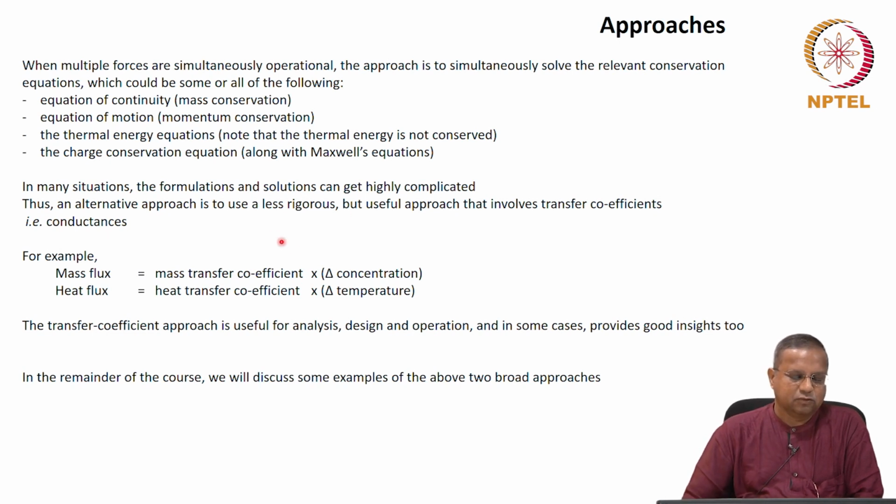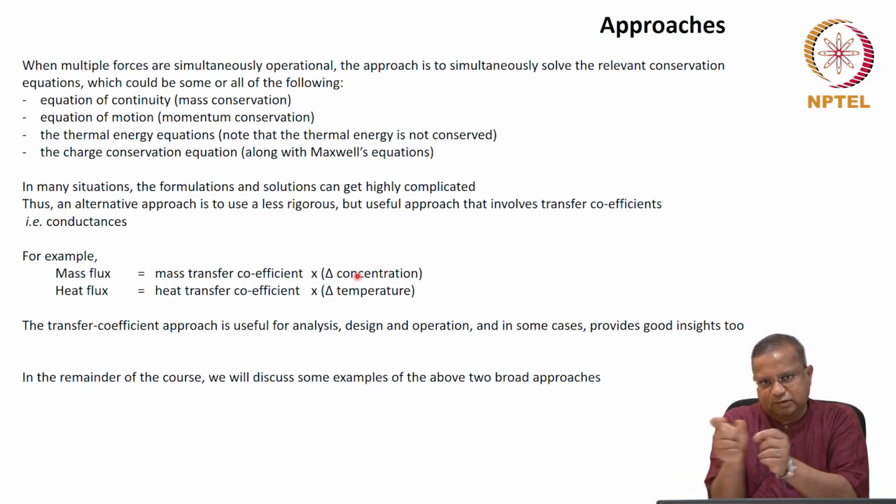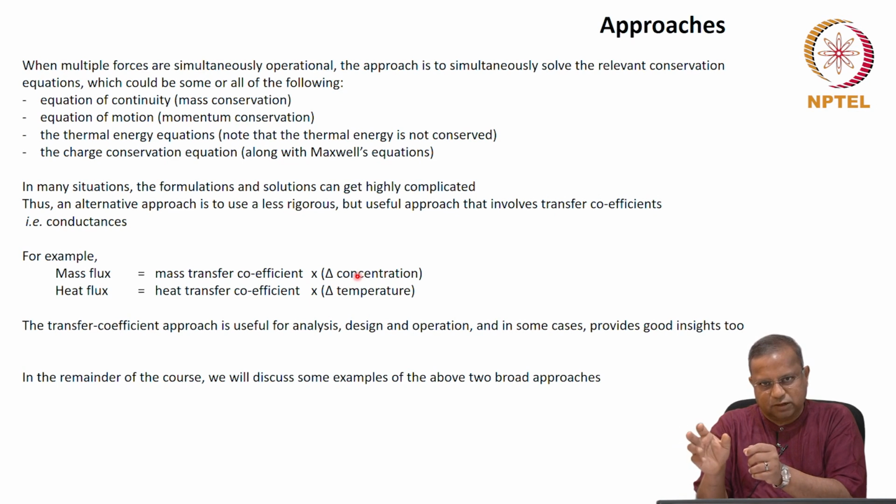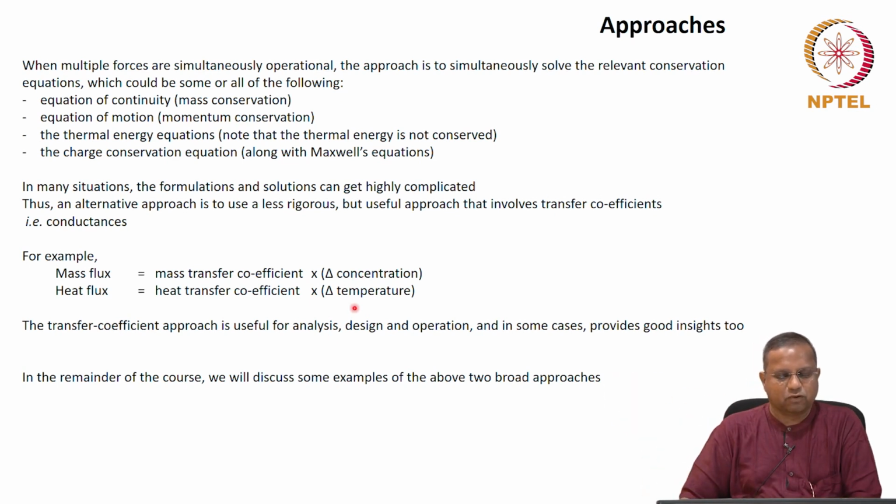So here the formulation is something like this. The flux is given as a product of a transfer coefficient times the change in a certain quantity, which is equivalent to the driving force quantity. It's no longer a gradient, but just a change. For example, mass flux is a mass transfer coefficient times the change in concentration. Heat flux is a heat transfer coefficient times the change in temperature, and so on and so forth.